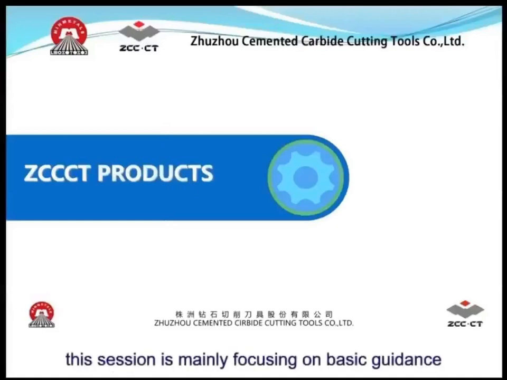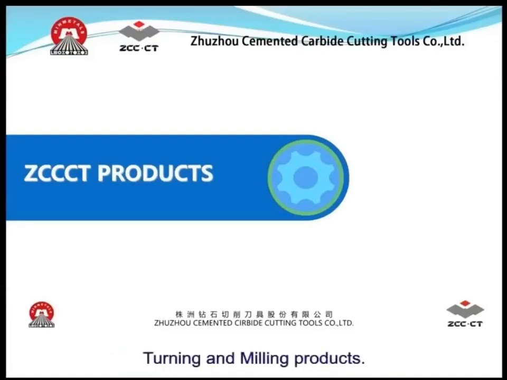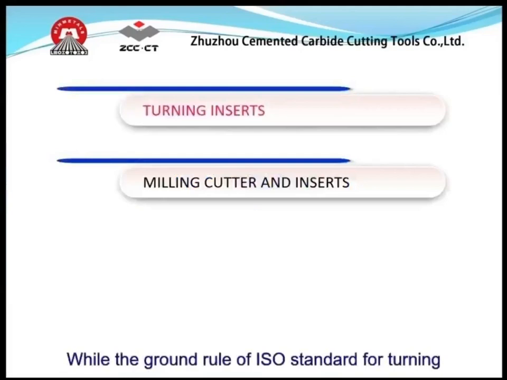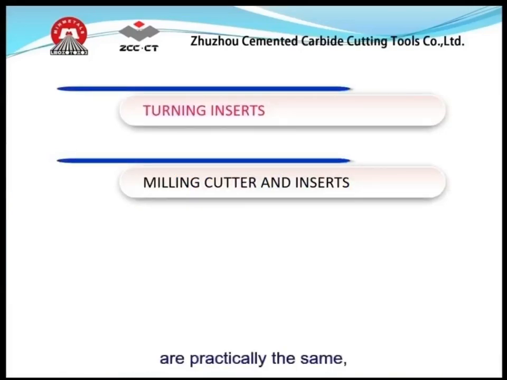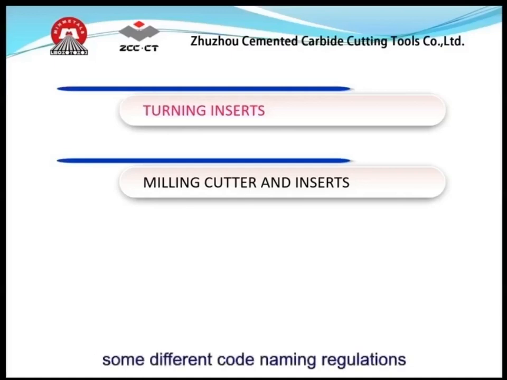This session is mainly focusing on basic guidance and tooling selection through ZCCCT's turning and milling products. First section, general turning products. While the ground rules of ISO standard for turning are practically the same, here we are going to break down and explain some different code naming regulations, along with some recommended grade and chip breaker combinations.